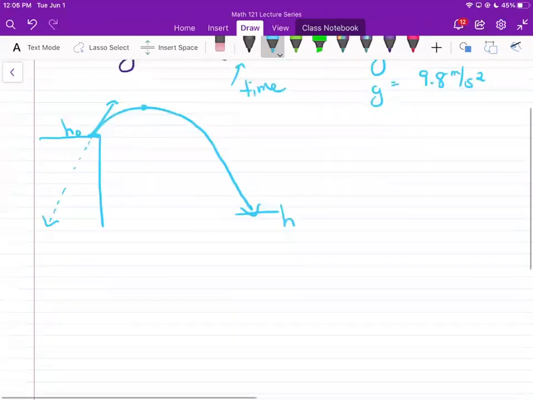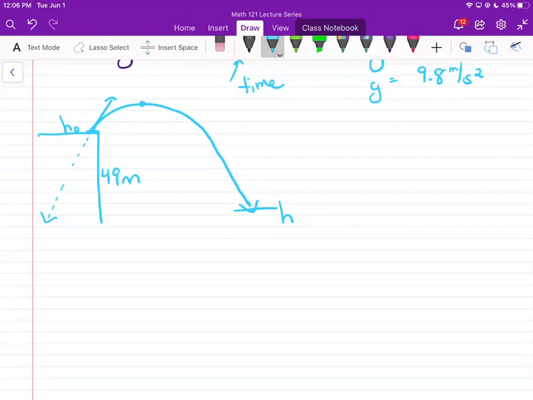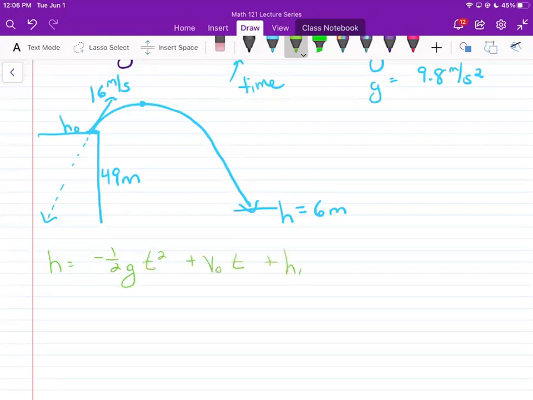For example, if I am standing at the top of a 49-meter cliff and I throw a ball at 16 meters per second, I want to know at what time the ball will reach a height of 6 meters. So you can picture what's happening here. If I take my equation, h equals negative 1/2 g t squared plus v naught t plus h naught, notice I want to know when this occurs. So I'm looking for t.